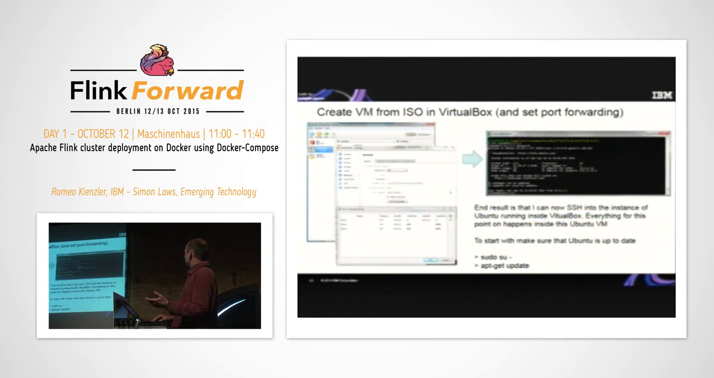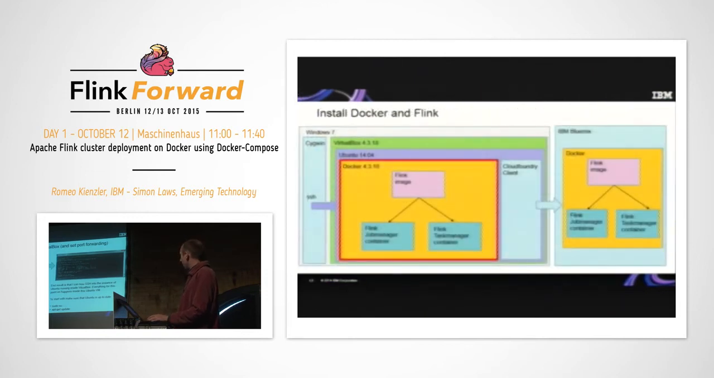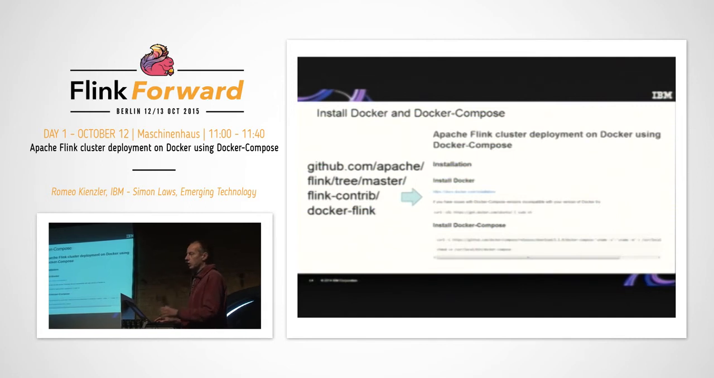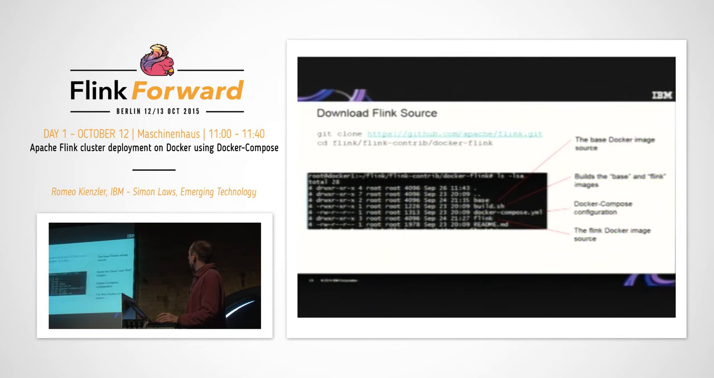So the end result is that I've now got Linux running on my Windows box. I can SSH into it, and I can then install Docker and Flink, okay? Following along, I went to that page on the GitHub site that I showed you previously, and I followed the instructions there to install Docker, which is just an install onto the Linux operating system. And then I installed Flink by cloning the Git repo onto Ubuntu.